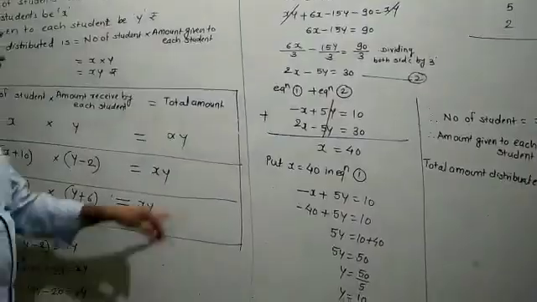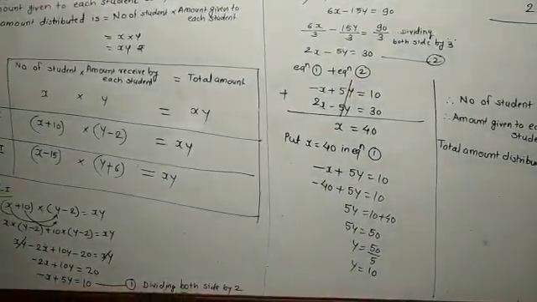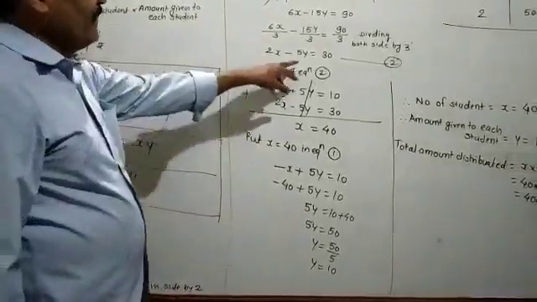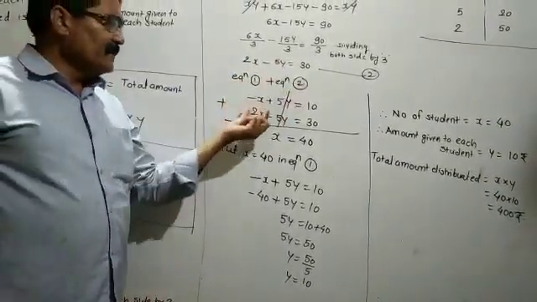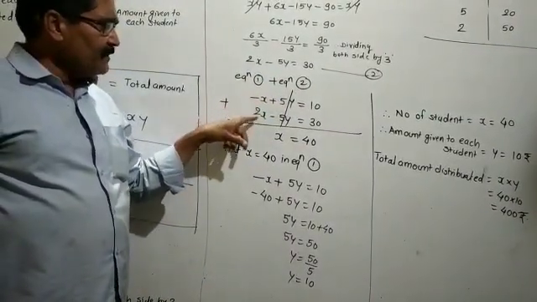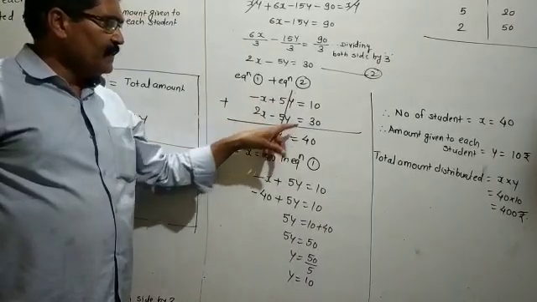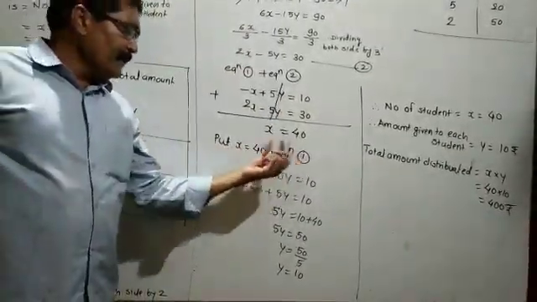This is the first equation. This is the second equation. You have to equate one of the terms, but here is 5y, here is also 5y, opposite signs are there. That's why you have to do equation 1 plus equation 2. You have to strike this 5y, minus x plus 2x is equal to x, and 10 plus 30 is equal to 40. Put x is equal to 40 in equation 1.